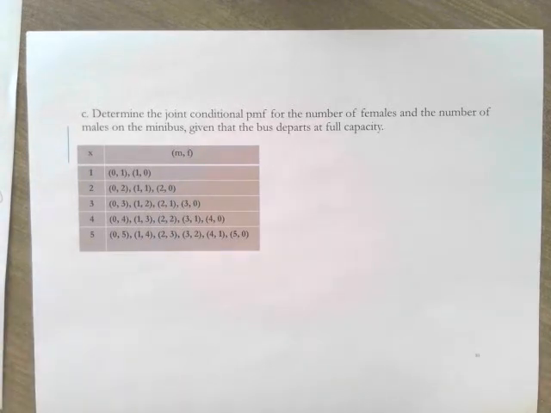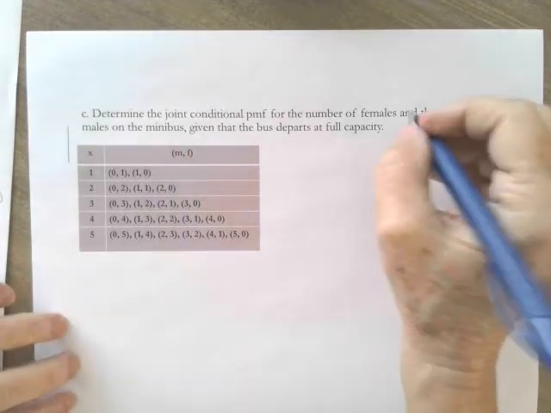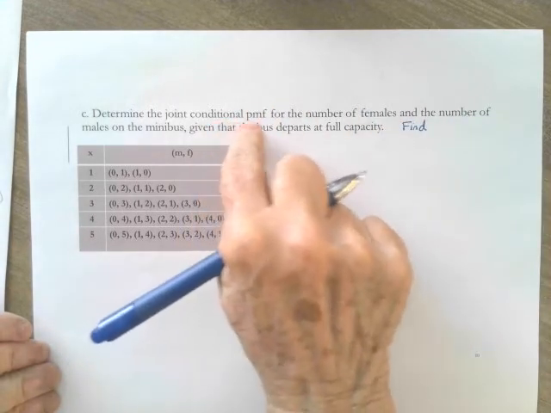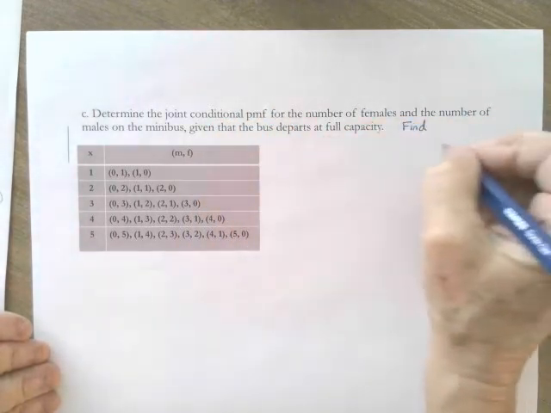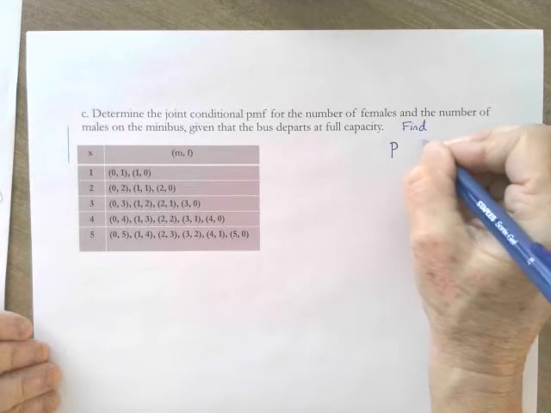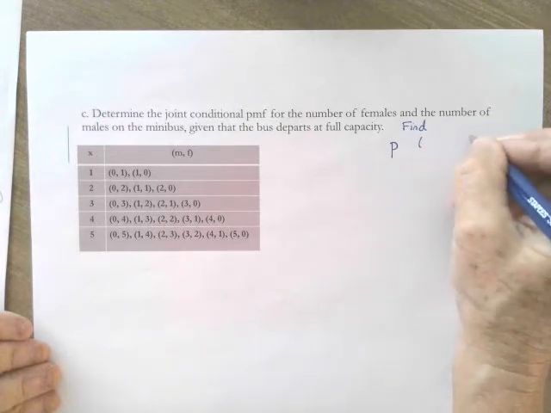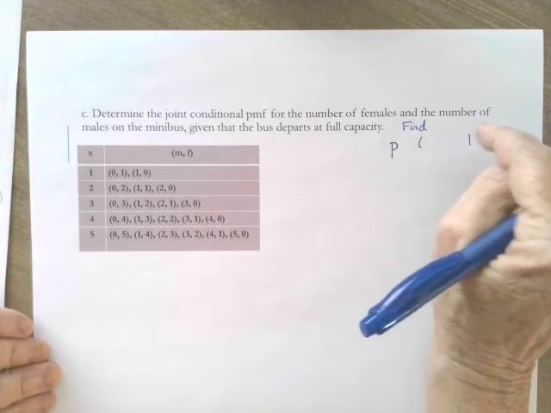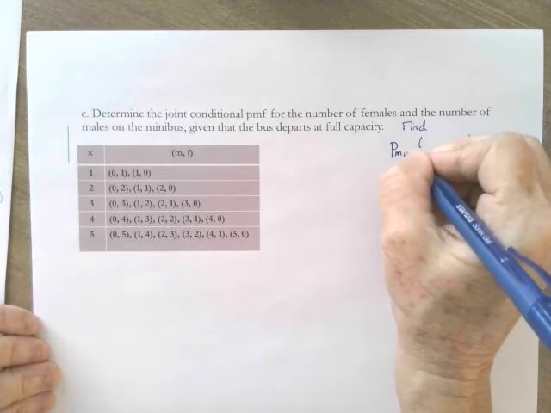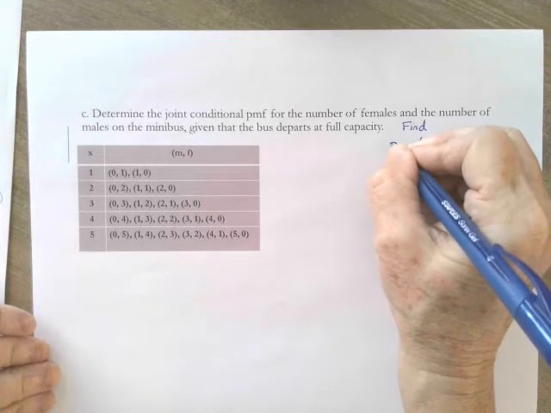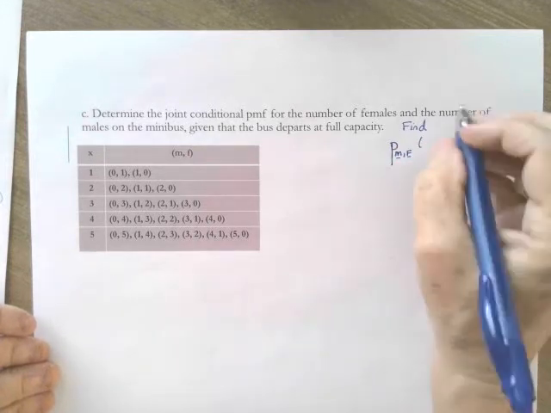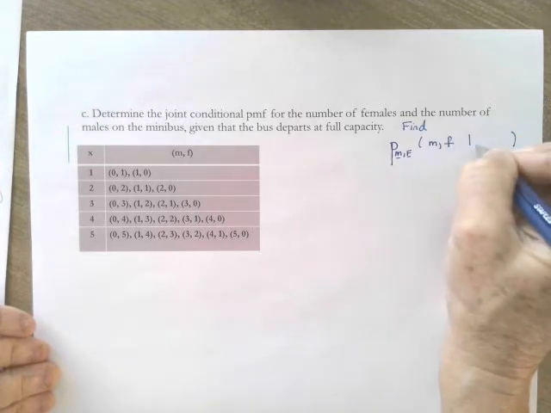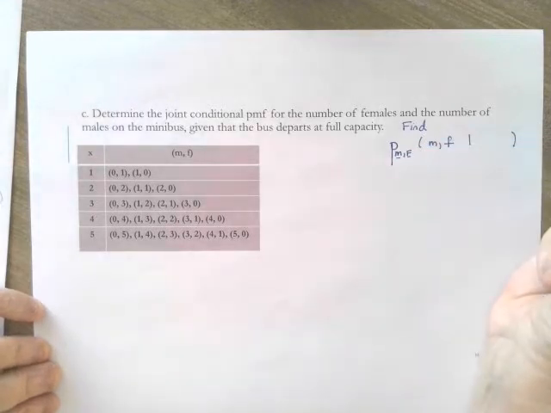They want me to find, and let's work through the words here, a conditional PMF. So I know I'm looking for a conditional PMF, so it's going to be something conditioned on something else, for the number of males and females. So they just told me what my subscripts are going to be. That's a lowercase, by the way. And this will be p_MF, conditioned on the fact that the bus departs at full capacity.